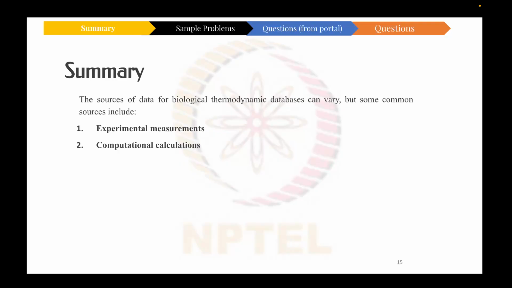Some researchers and organizations may share their thermodynamic data with databases as their way to contribute to the scientific community and promote further research. This can include data from their own experiments or calculations, as well as data that has been compiled from other sources. Overall, the data in biological thermodynamic databases is typically collected from a variety of sources and is carefully curated and validated to ensure its accuracy.